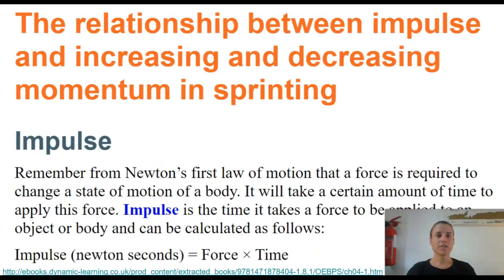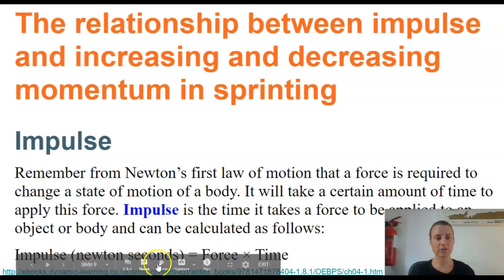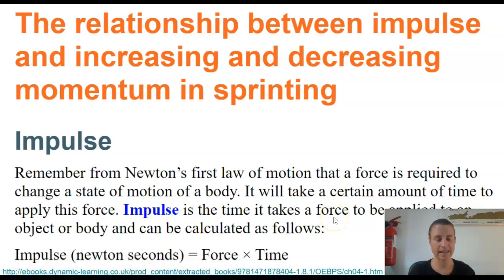So we'll have a look at an example of sprinting. The relationship between impulse and increasing and decreasing momentum in sprinting. From Newton's first law of motion, force is required to change a state of motion of a body. It will take a certain amount of time to apply this force. Impulse is the time that it takes for a force to be applied to an object or a body and can be calculated as impulse equals force multiplied by time, or the change in time.